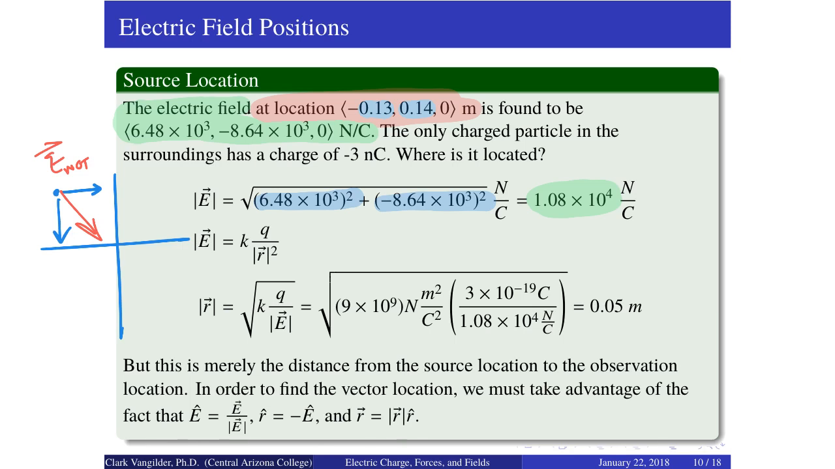Where is the source? Okay, if it's the case that the only charged particle in the vicinity is a -3 nanocoulombs, -3 times 10 to the -9 coulombs. That's the only charge anywhere in town. Where is it located?